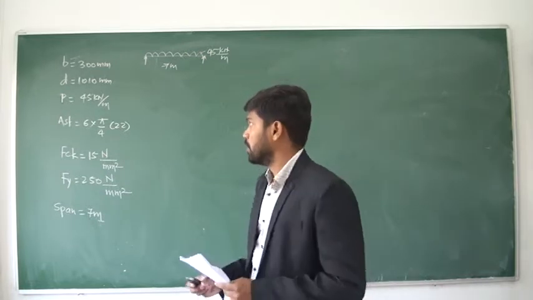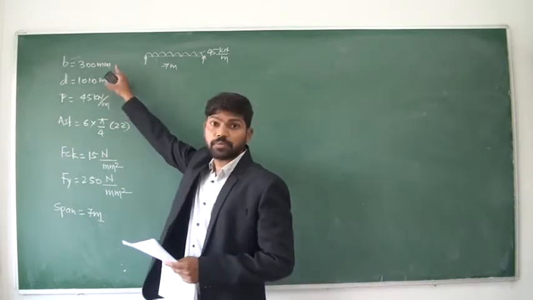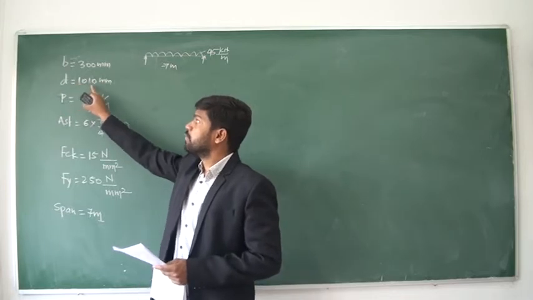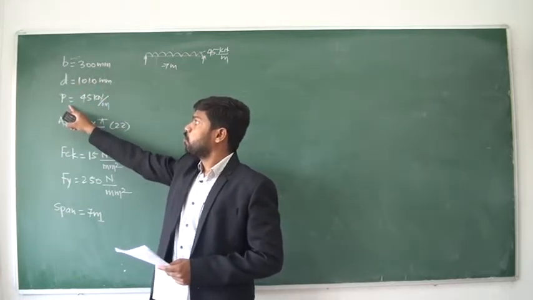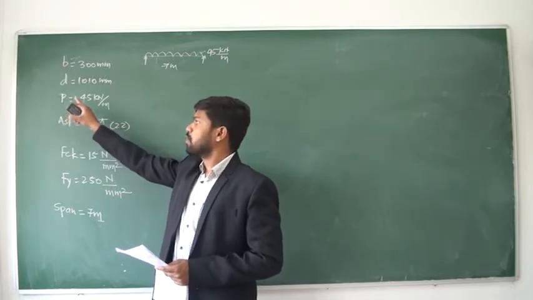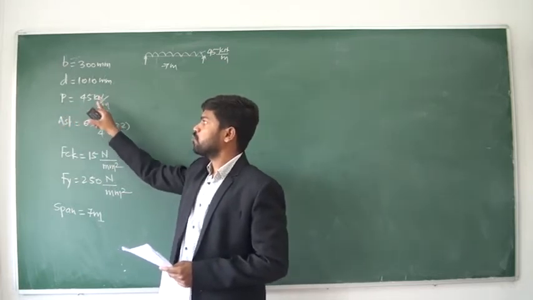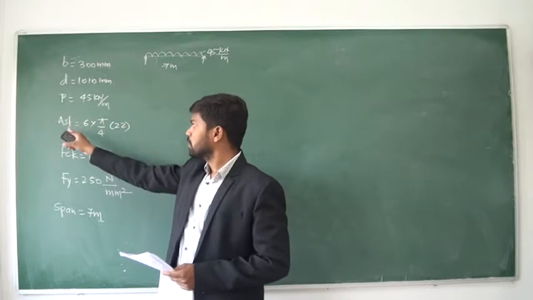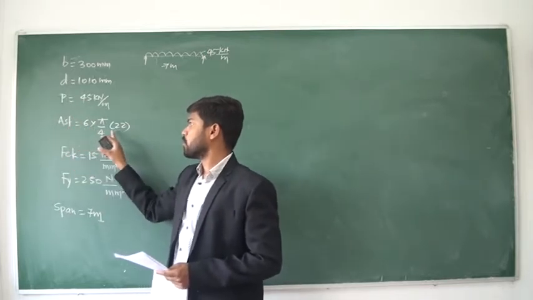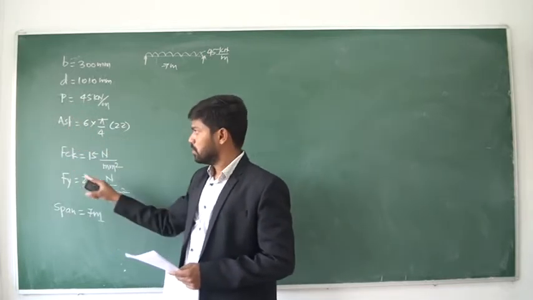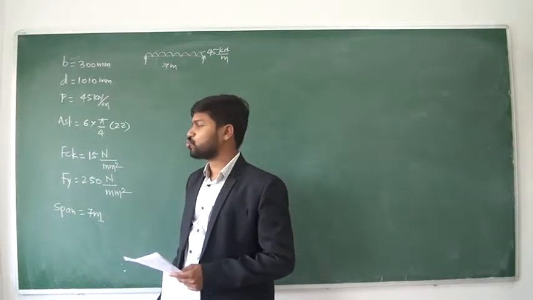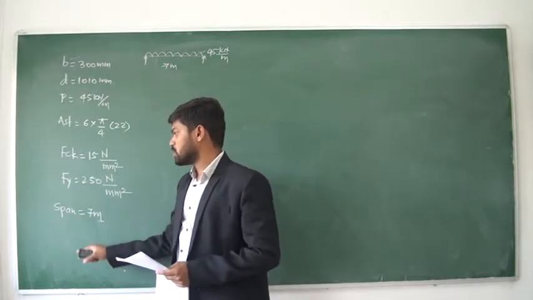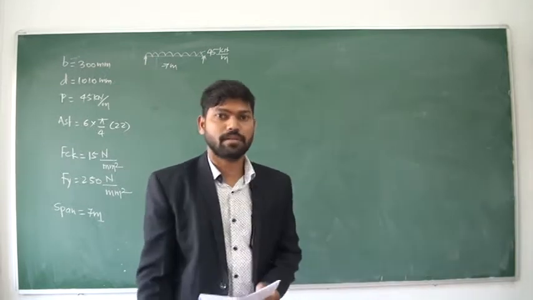Now see, the width of the beam is given as 300 mm. The depth of the beam is 1010 mm. The total load on the beam is 45 kN per meter. Ast is given as 6 bars of 22 mm diameter. fck is 15 Newton per mm square. fy is for mild steel, which means 250 Newton per mm square. And the span of the beam is 7 meter.